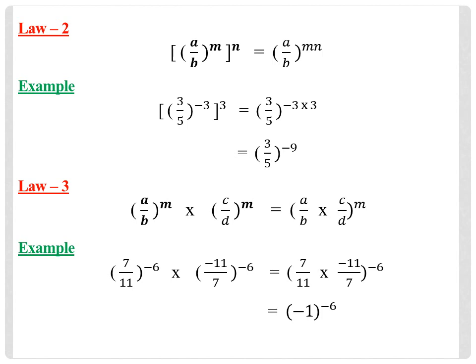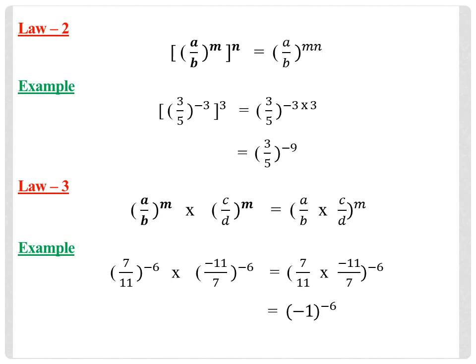Bases are different. It means one has base a/b and the other has base c/d. So, when bases are different but powers are the same, then bases multiply each other and the power remains the same. Here you see that we get the resultant (a/b multiplied by c/d) raised to power m.